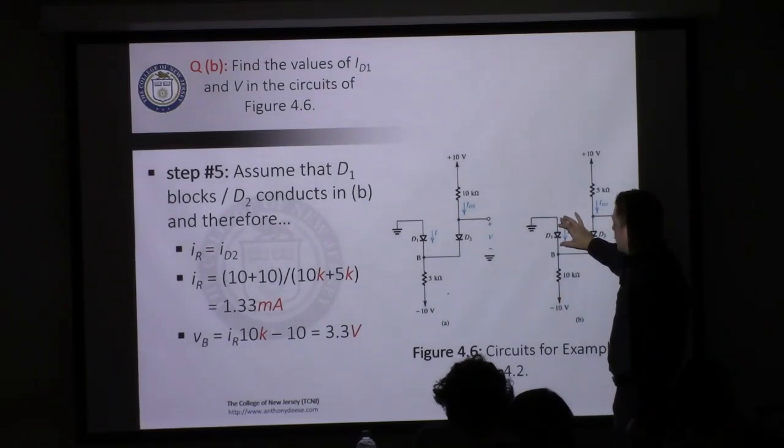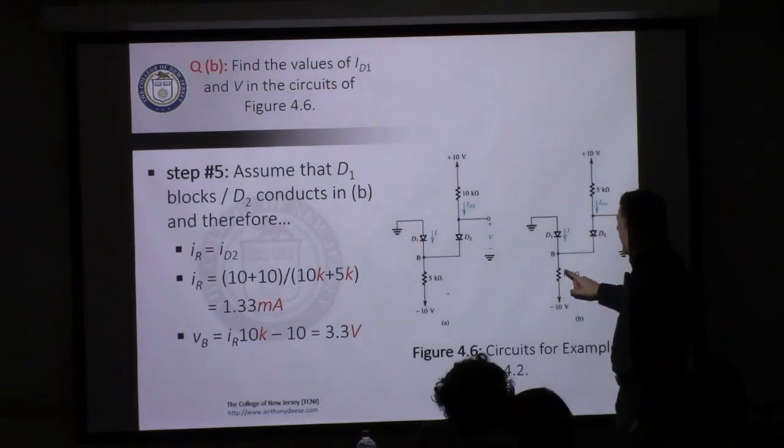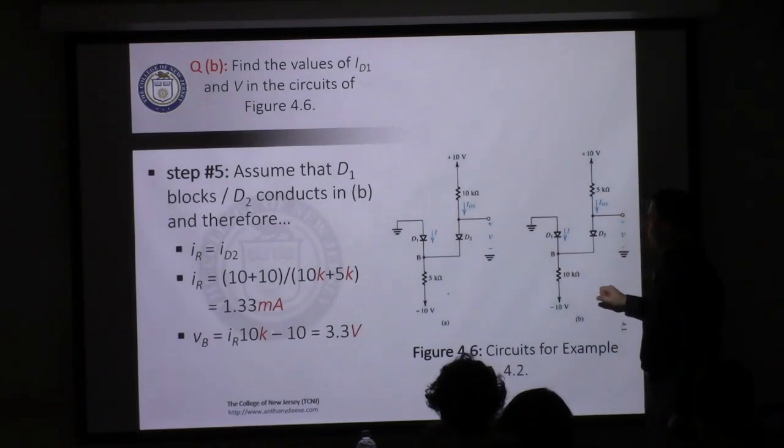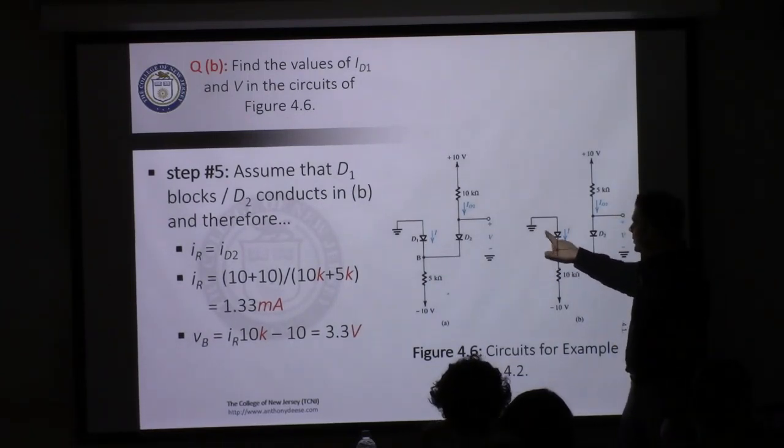For this one, what we need for a reverse bias voltage to exist is that the voltage here has to be greater than the voltage here, and it is 3.3 minus 0.